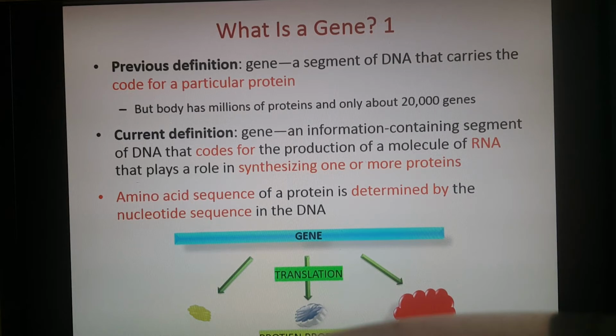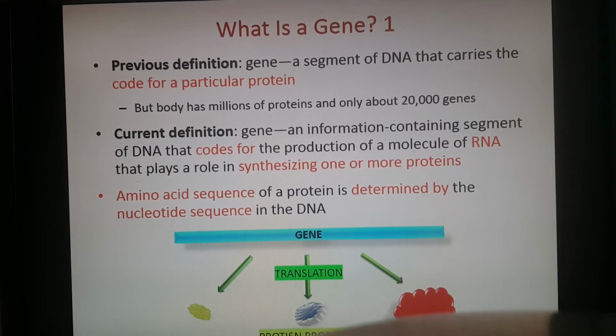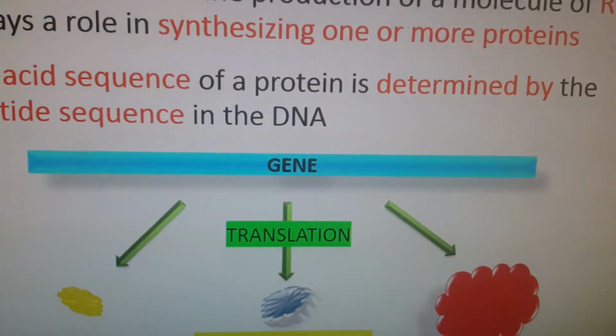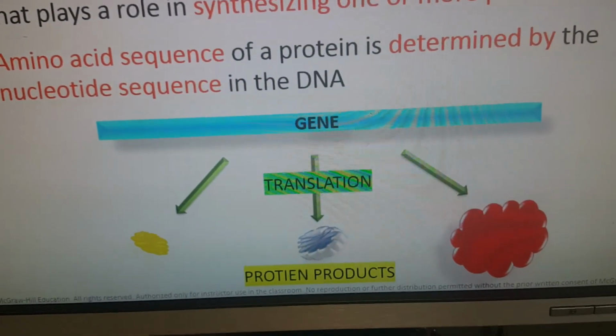A gene is a segment of DNA that carries the code for a particular protein. Our body can create millions of proteins, but we only have 20,000 genes. The reason for this is that we have genes that can code for multiple proteins, so they'll synthesize one or more proteins. The sequence of our amino acids to build the protein is determined by the nucleotide sequence on the DNA. Here at the bottom, we have our gene that's going to code for our protein or proteins, depending on what we're going to make.